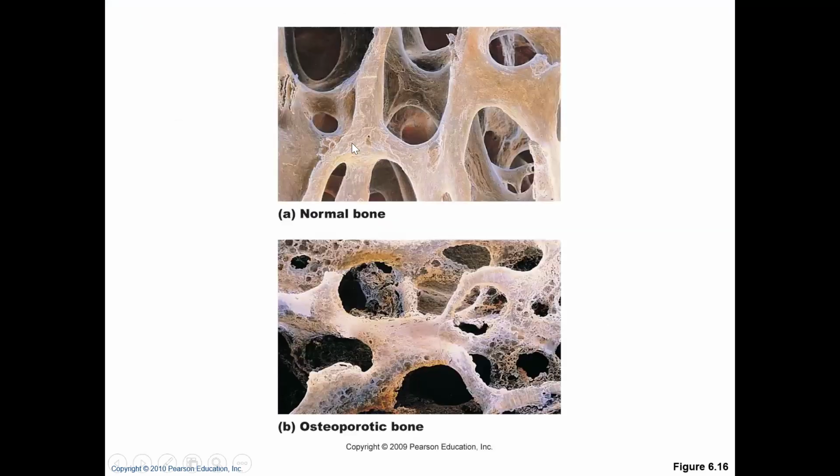So up top is an area where the bone, yeah, it kind of looks like a sponge, but look at the density of the bone versus the bottom. You could see you're taking more out as you age, and it looks more like spongy bone. It's not as dense.